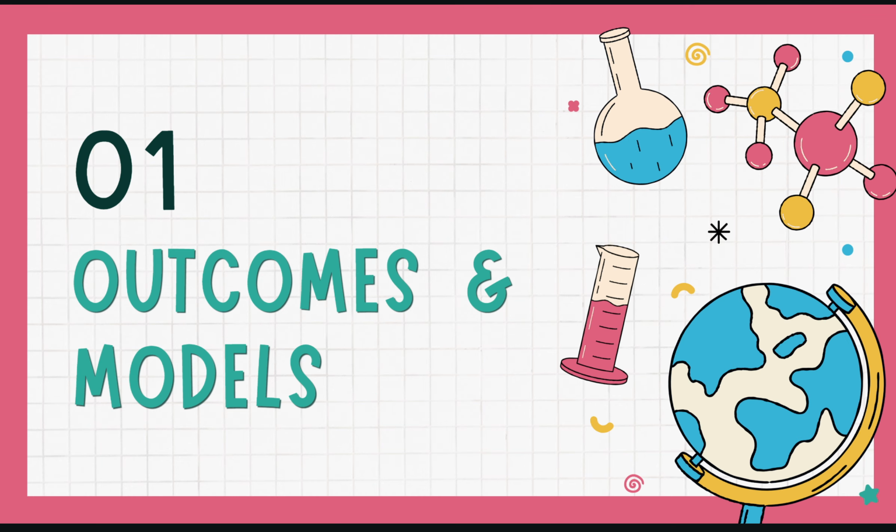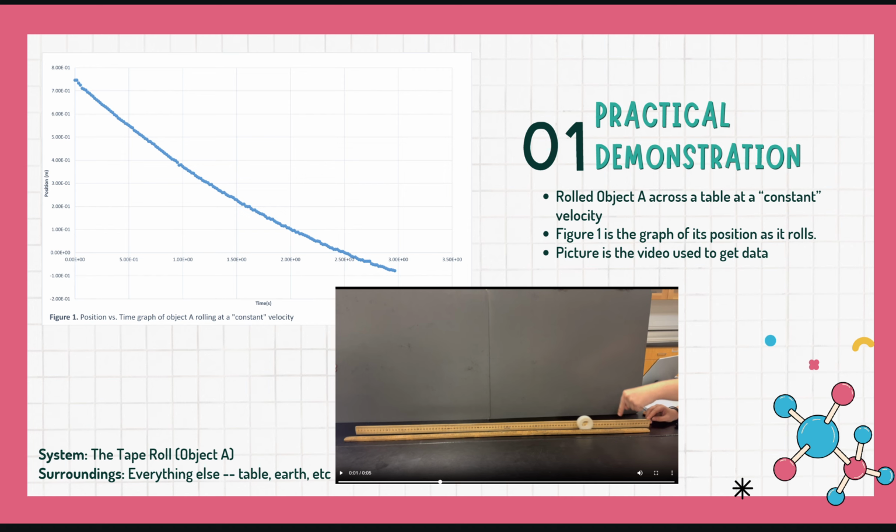So what are the models we used to investigate this? We used a practical demonstration of a video of a piece of tape rolling. The system in this practical demonstration is this little roll of tape, and the surroundings is just everything else: the table that the tape is on, the earth that the table's on, everything else surrounding this little roll of tape. And you can see that our position graph is a kind of straight line, so it's changing at a decently constant rate, but there's a slight curve to it because of some error, which we'll discuss later.